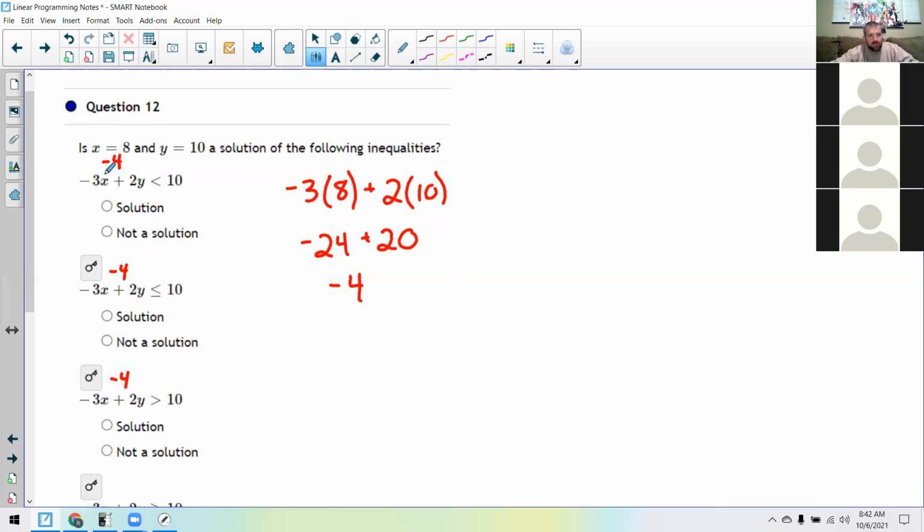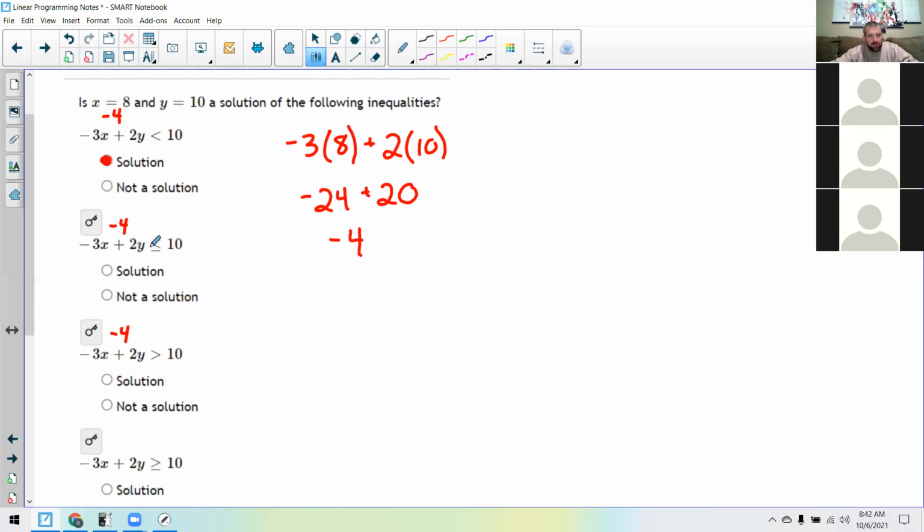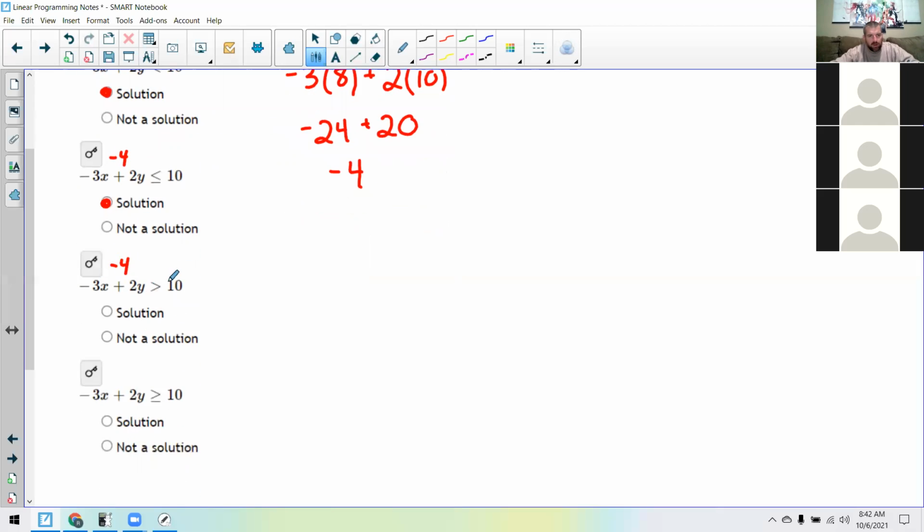And then just go, is negative 4 less than 10? Yes. So it's a solution. Is negative 4 less than or equal to 10? Yes, this is a solution. Is negative 4 greater than 10? No. Is negative 4 greater than or equal to 10? No. Okay, so don't make these more complicated than they have to be.